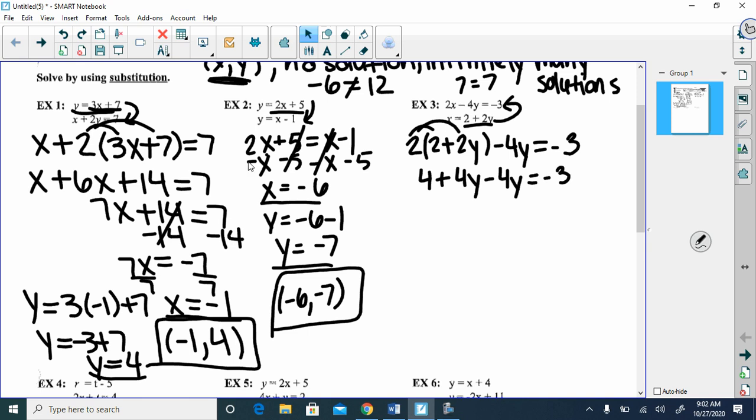Okay, and then now what would we need to do? Combine like terms. And what is 4y minus 4y? 0, right? These go away. So now all I have left is 4 equals negative 3. Well, does 4 equal negative 3? No. So my answer must be no solution.